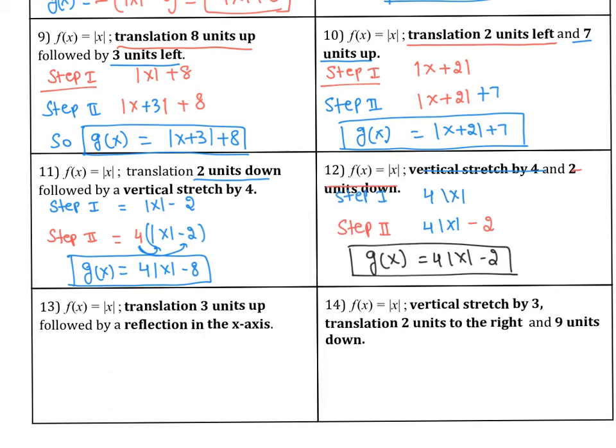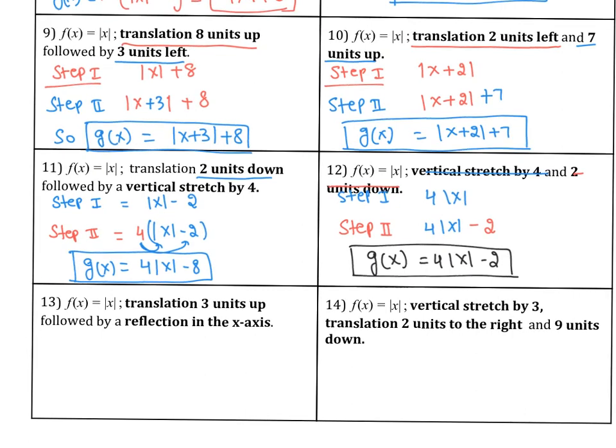Now let's do number 12 here. Number 12 is f(x) equals absolute value x. The vertical stretch is by 4. So step number 1, multiply 4 times absolute value x. And then you're going to move it 2 units down. So it's going to be -2. So your final answer would be g(x) equals 4 times absolute value x, minus 2. Now for number 13 and 14.